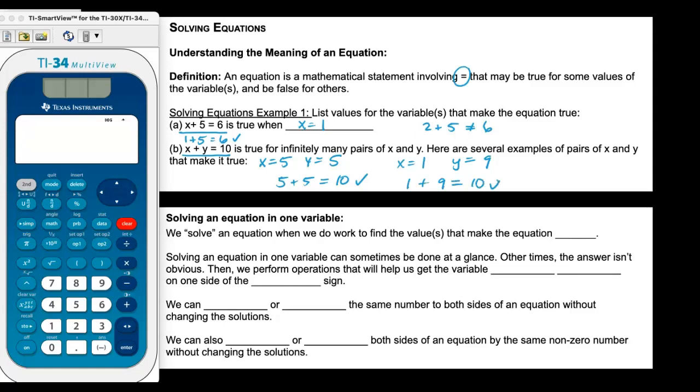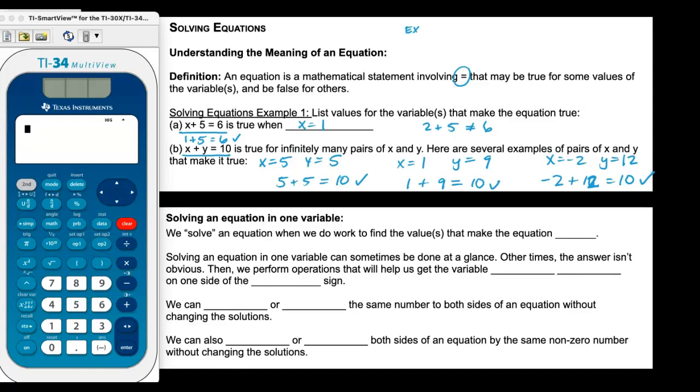So that works. I'll give you a third one. Let's say x is negative 2 and y is positive 12. Negative 2 plus a positive 12 gives us 10, and so that works. There are infinitely many combinations of x and y that could work there. And there are actually some equations that don't have any solution.